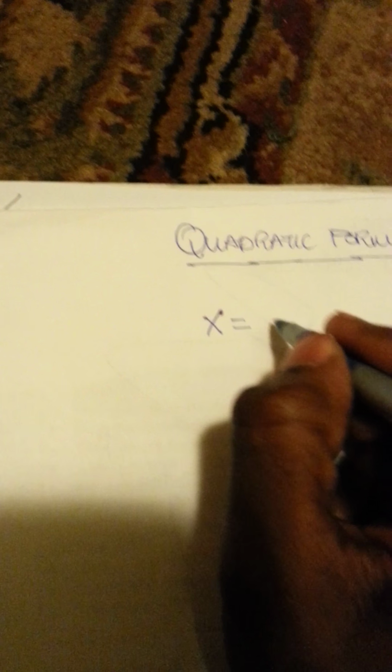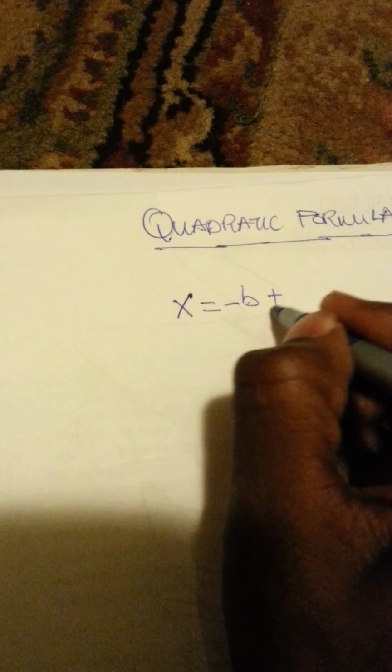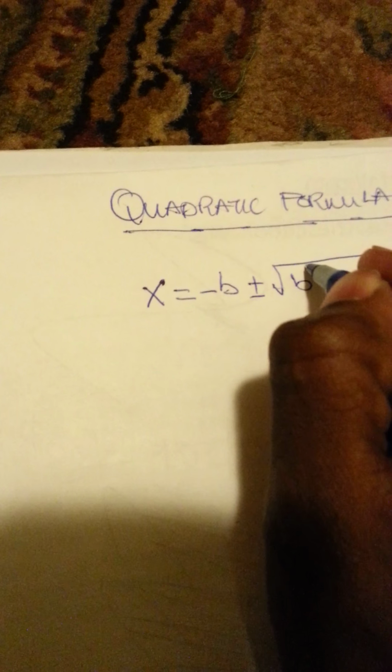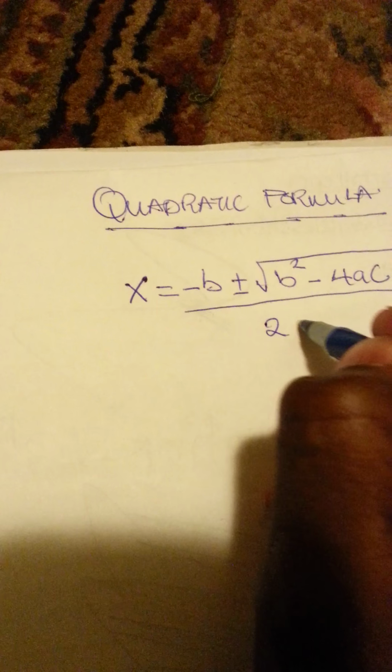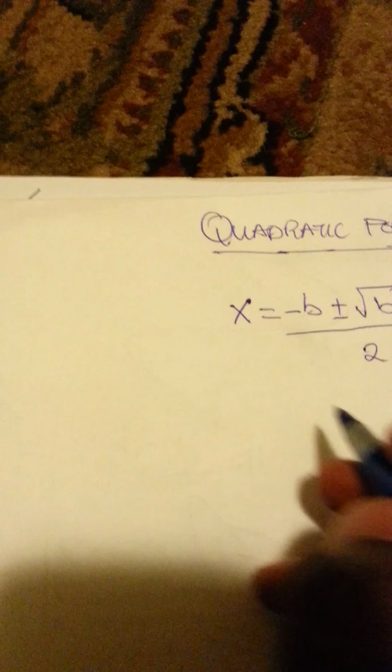So today in this video I'm going to use the quadratic formula to solve an equation. So this is the quadratic formula: x equals negative b plus or minus square root of b squared minus 4ac, divided by 2a. So in this case we are going to identify a, b, and c.